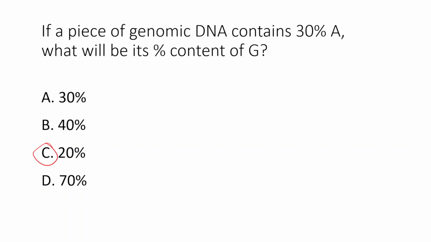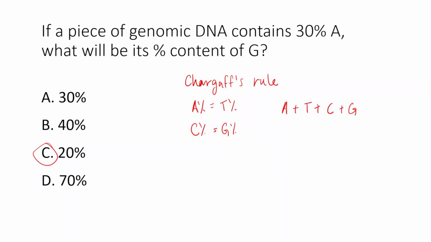Exactly. So this is using Chargaff's rule. And that states that in any double-stranded nucleic acid, your percent A equals your percent T. Your percent C equals your percent G, because they always will hydrogen bond with each other. So when you have one, you have the other.